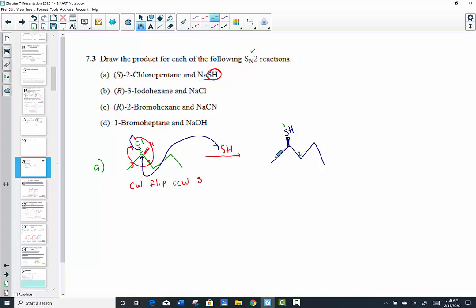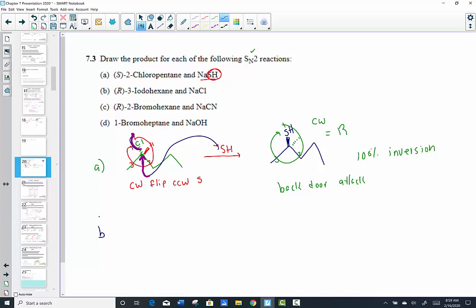Let's verify. Priority 1, 2, 3. The hydrogen is the dash. Yay. And so we get a clockwise spin. No need to flip because the hydrogen is in the back, and that is indeed an R configuration. 100% inversion has occurred. And you'll always hear that as a backdoor attack, meaning that the electrophilic carbon right here is being attacked from the opposite side of where the leaving group is. It pushes the leaving group right out.